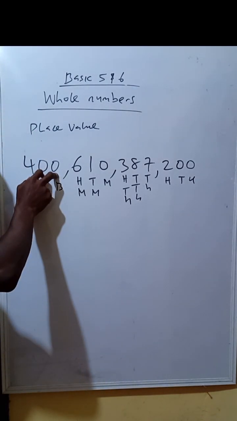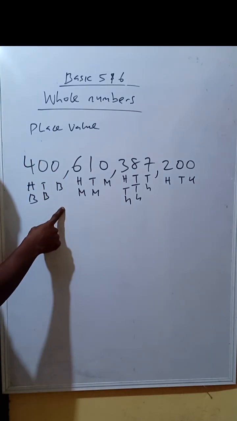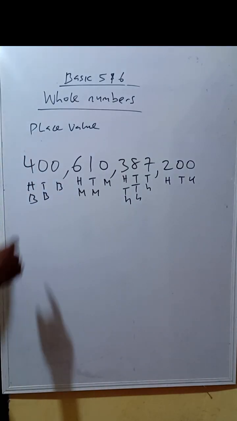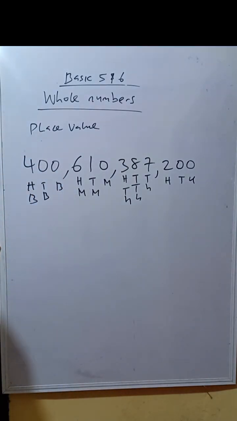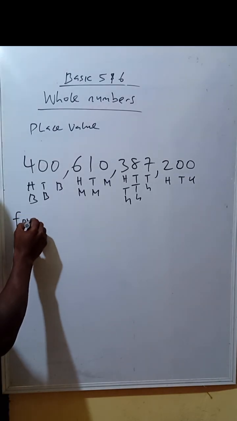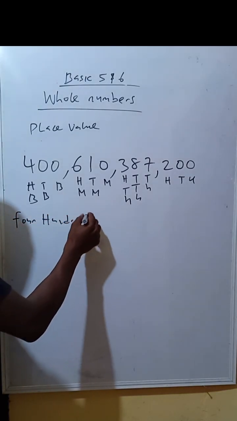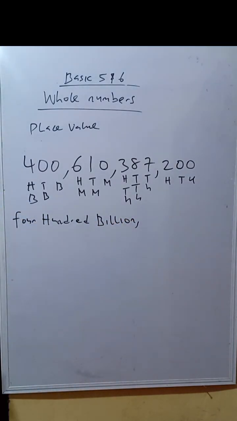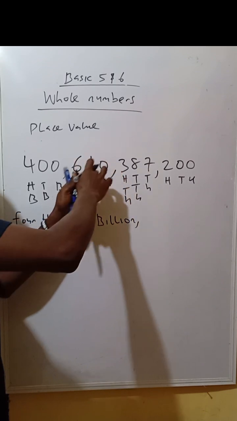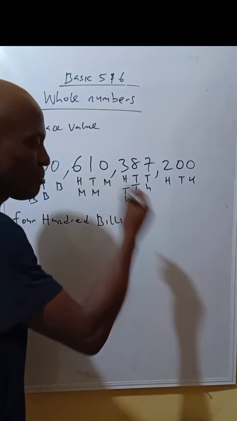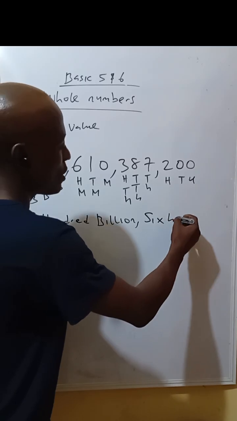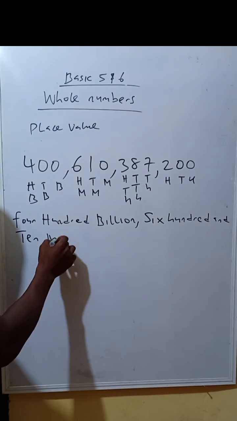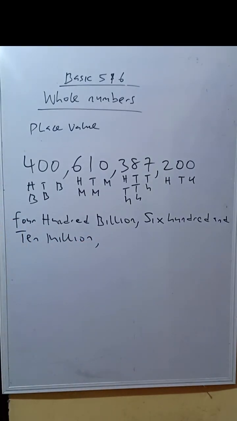Don't forget you are calling it after three numbers. 400 billion. You move this way. 400 billion. 610 million. 400 billion, 610 million.